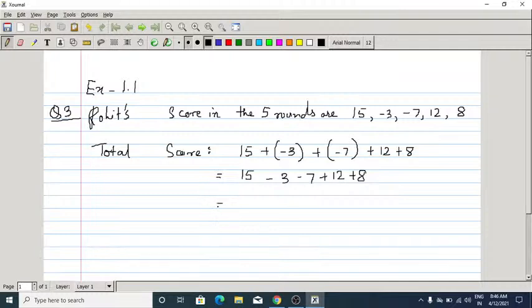So we can bring all the positive signs to one side and the negative ones to the other side, or straight away you can do it. 15 minus 3 is 12. 12 minus 7 will be 5. Then 5 plus 12 will be 17. 17 plus 8 will be 25. So the score will be 25. So his actual net score is 25.